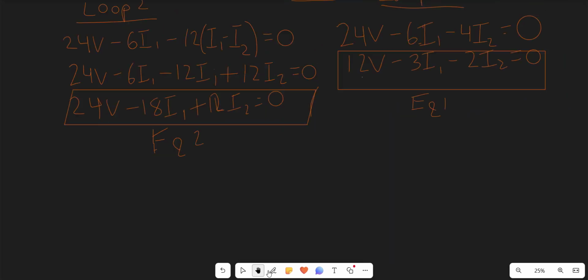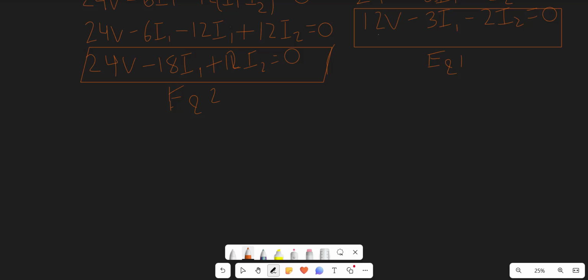Now our next step is to eliminate one of the two variables. So we can either choose to eliminate I1 or I2. Actually, I just realized something. To make things easier for us, it would help if we move the 24 volts to the right side. So our equation 2 is actually going to be negative 18 I1 plus 12 I2 is equal to negative 24. And then we're going to do the same thing for loop 1. So it's going to be negative 3 I1 minus 2 I2 is equal to negative 12.